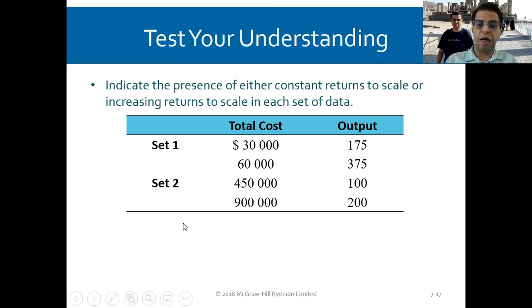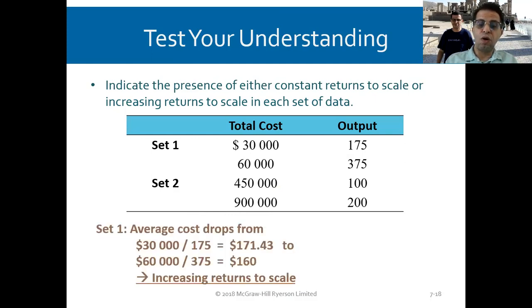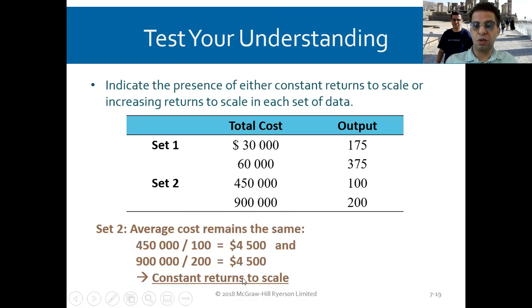So which one has constant returns to scale, and which one has increasing returns to scale? We notice that in set one, 30,000 divided by output gives an average cost of 171.43. When you double up your product, the cost becomes 60,000 and your output is 375. What will happen here? Your cost per unit went down. So increasing returns to scale.